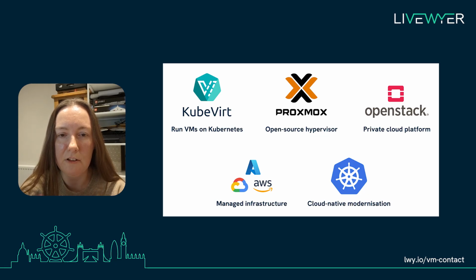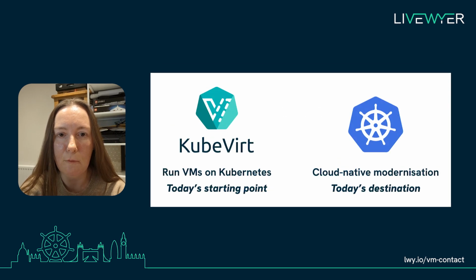For teams that have chosen the Kubernetes path, whether through KubeVirt or other VM on Kubernetes solutions, the follow-up question is often this: now that we've moved our VMs to Kubernetes, what comes next? That's what we'll address in this video. We'll start from a position where VMs are already running on Kubernetes through KubeVirt, and we'll demonstrate the next step, evolving those workloads to run as native Kubernetes pods.